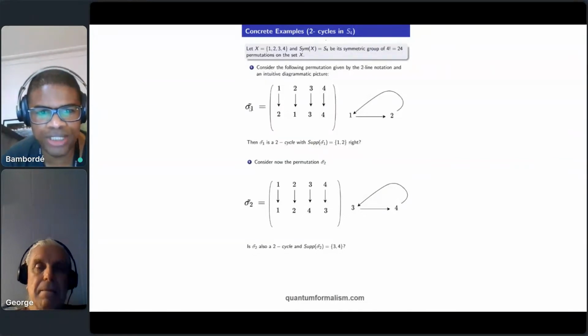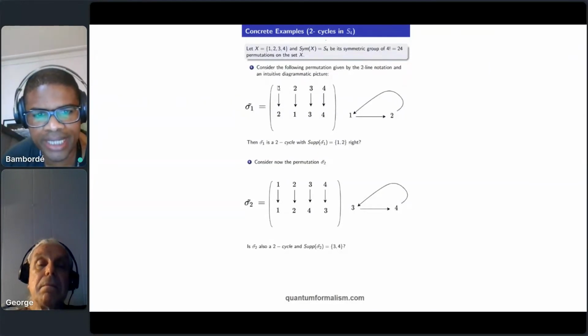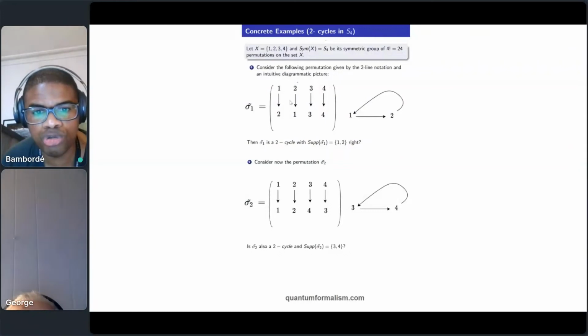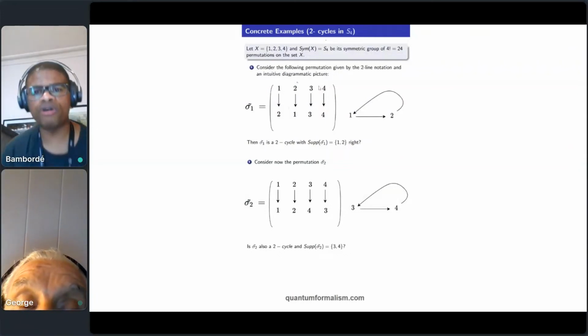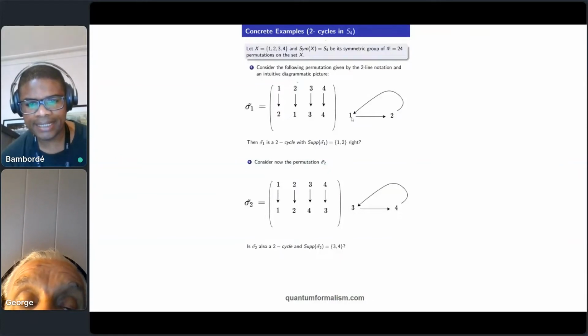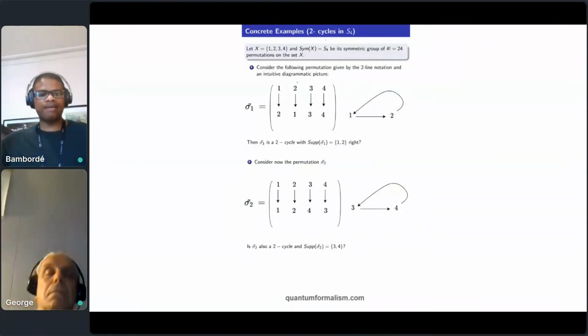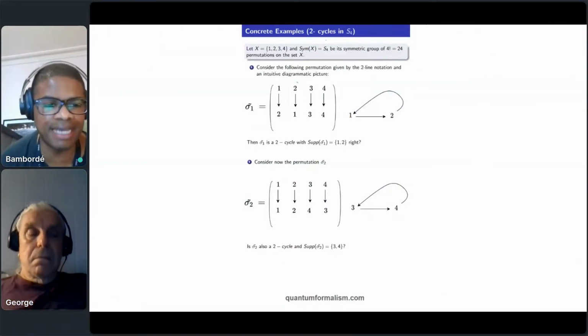So let's consider this permutation sigma 1 tilde, using the two-line notation. You see the arrows go down. I haven't removed the arrows just to make it easy for you. This permutation takes 1 to 2, takes 2 to 1, but leaves 3 and 4 untouched. So it takes 1 to 2, but then 2 cycles back to 1. So you start to see where the name cycle comes from.